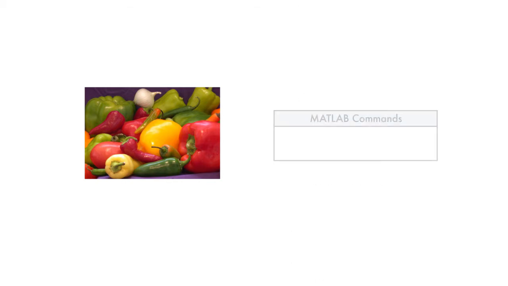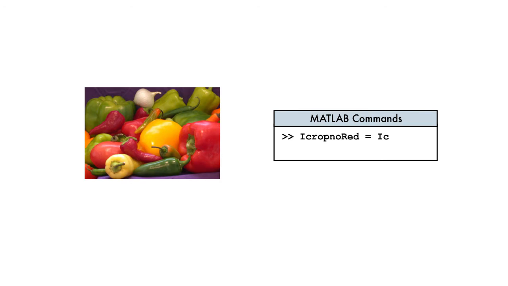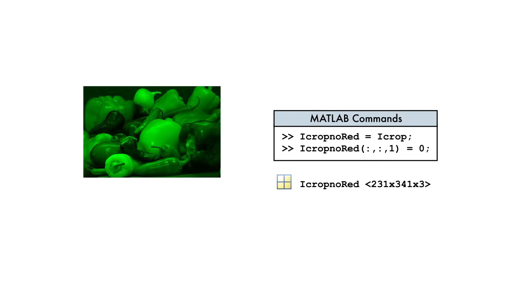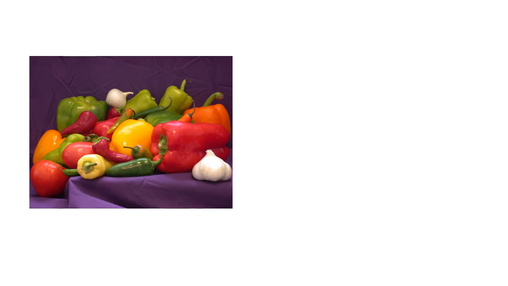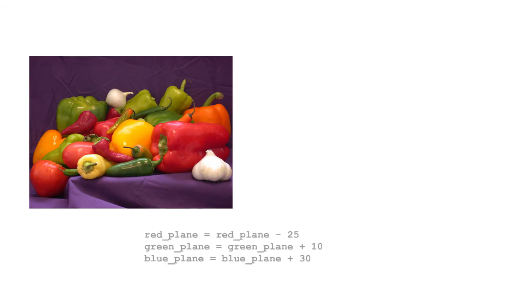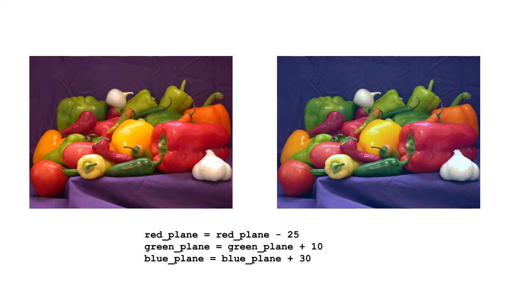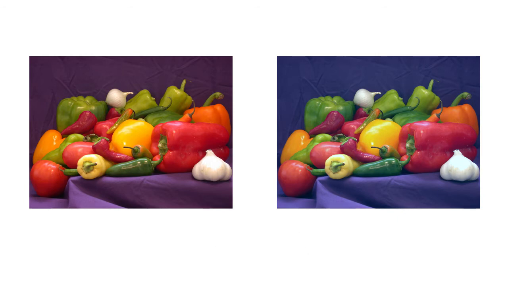Let's see what happens if we remove the red colors. This command sets all the red intensity values to 0, and voila! Green is now our dominant color. Now it's your turn. Using the same procedure, you can edit the 3 color planes in the original image so all colors are enhanced. Great! This is how you work with image data.